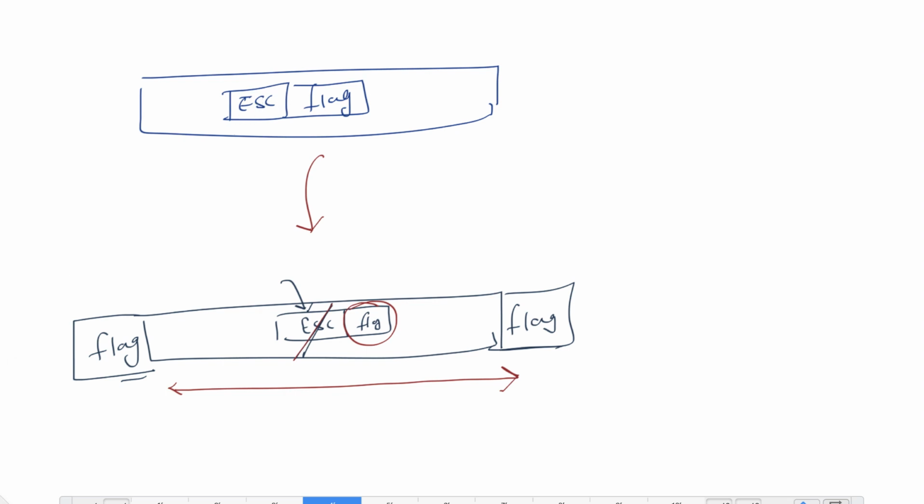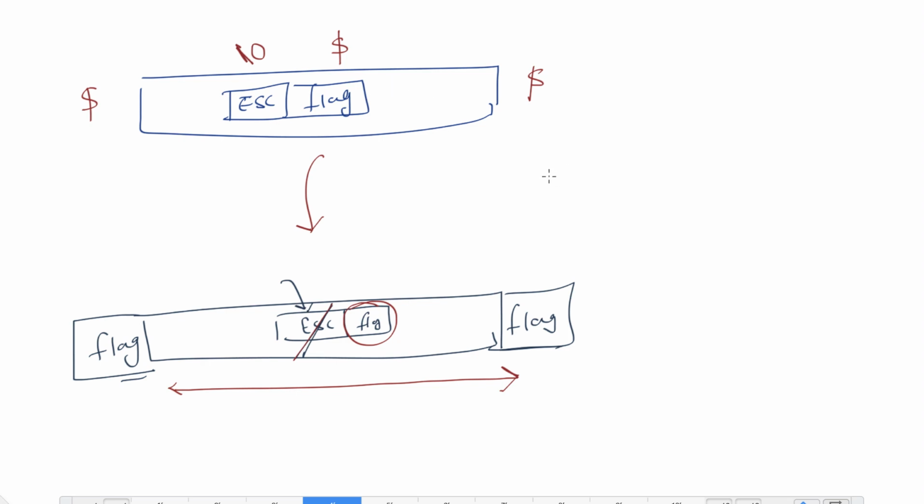So this could be anything. Let's suppose my ESC is a null character, which means I will add just a null character before the flag, and the flag could be anything. Let's suppose it's a dollar character. So what I'm doing, I'm appending dollar here, but if there is a dollar in the data, then I'm appending \0 in the data, so that whenever it goes to the receiver, the receiver will see the ESC flag, will ignore the ESC flag and also not treat this dollar as an end delimiter. I hope you got it.